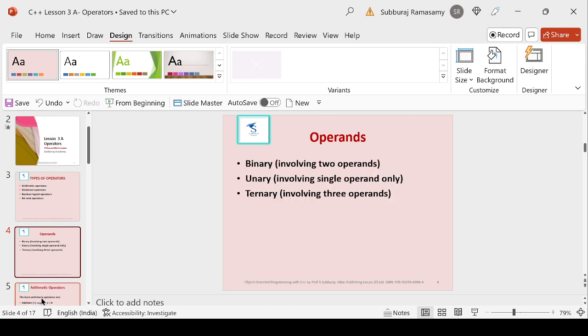Suppose A is 4 plus 5. The operator is plus. The operands are 4 and 5. In this case, it involves 2 operands, 4 plus 5, so it's called a binary operator. If it involves a single operand, then it's called a unary operator. The plus here is the binary operator. We'll also see plus as a unary operator. And there are ternary operators, which involve 3 operands. We'll see all of them in this lesson.